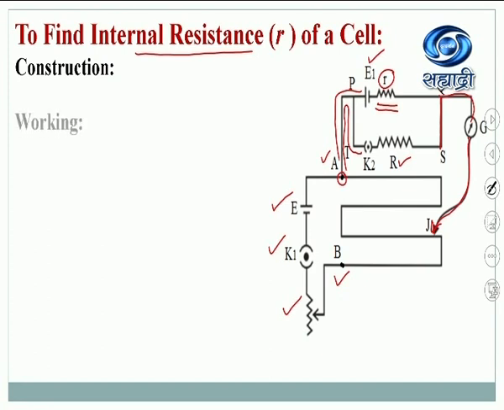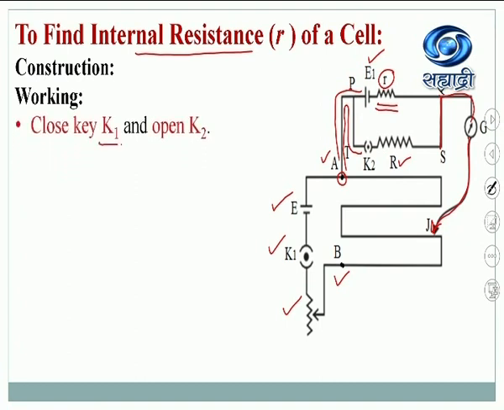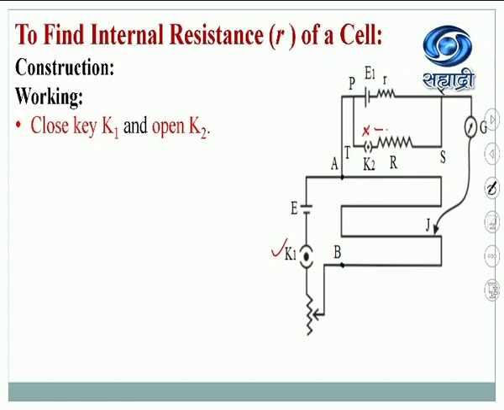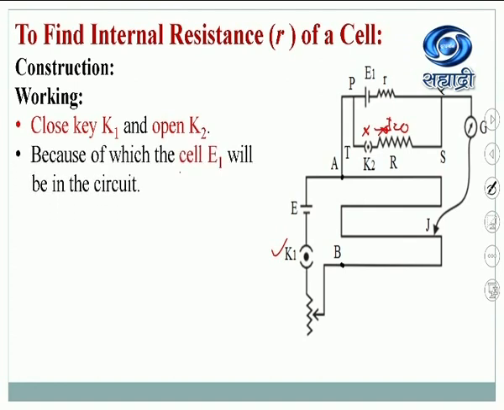How does this circuit work? Close key K1 and open K2. That means do not close this, so there will be no current in this circuit. I will be 0 here. That is the meaning of this. So open this K2, because of which the cell E1 will be in the circuit.